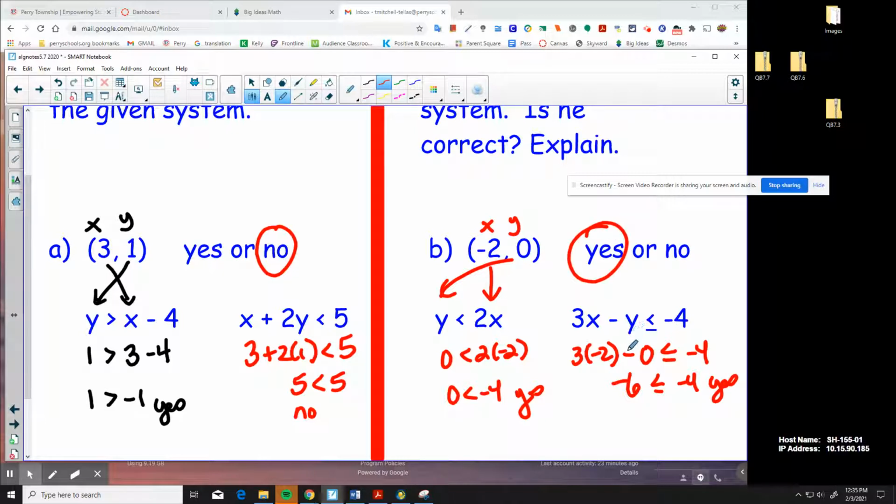It's a yes. And again, what it means visually is if I graphed the inequalities, I would be looking at the double shading, and the double shading, -2, 0, would be included in that double shading. On this one, when I graphed them, the 3, 1 would not be included. It'd be included in this shading, but not included in the second inequality.